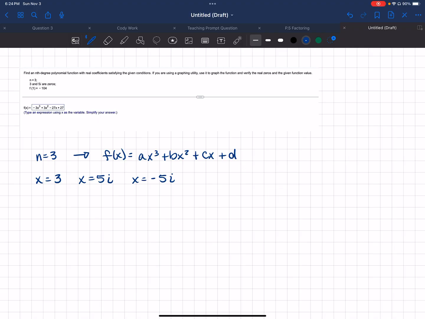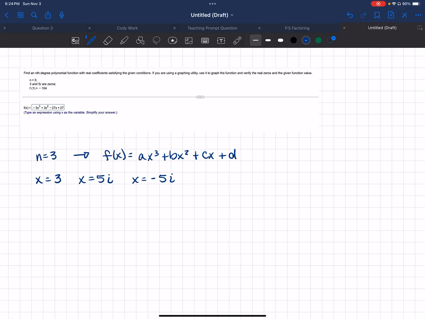X equals negative b plus or minus the square root of b squared minus 4ac. And the plus or minus the square root of b squared minus 4ac, that i comes out of that square root. So we should have plus or minus 5i. So x equals 5i or x equals negative 5i. So here's your 3 zeros that are going to help you produce that f of x equals ax cubed plus bx squared plus cx plus d.